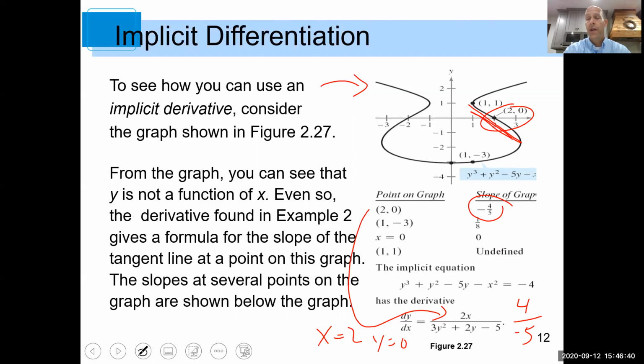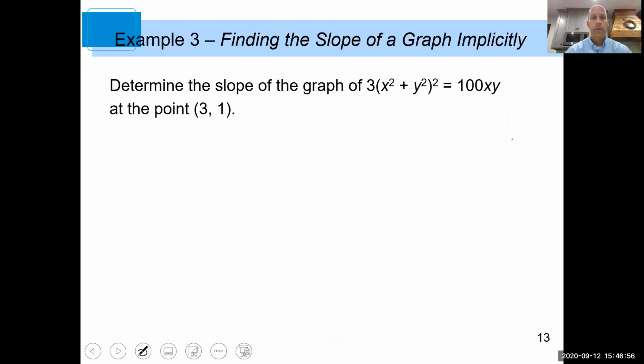In fact, we can find the slope of the tangent line anywhere on this curve with this implicitly found derivative. It's very, very powerful and useful. And we're going to see that next week when we start looking at related rate problems. Okay, this is my third and final example, and we'll call it a day.